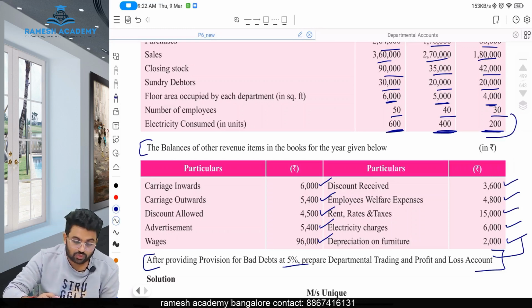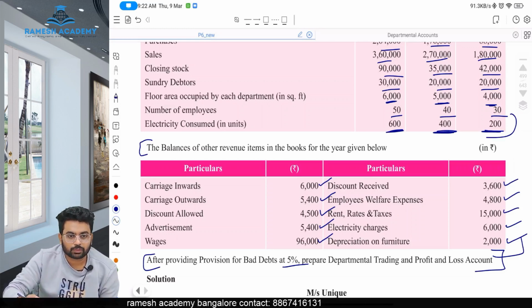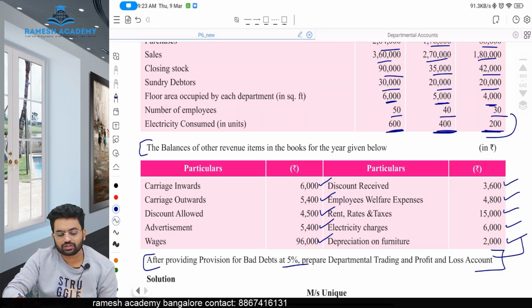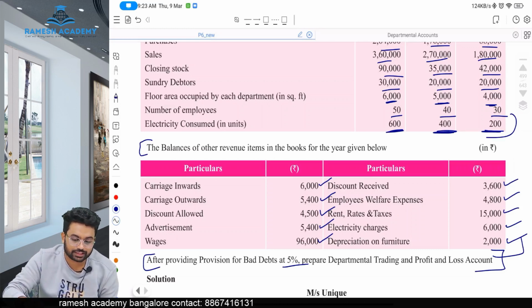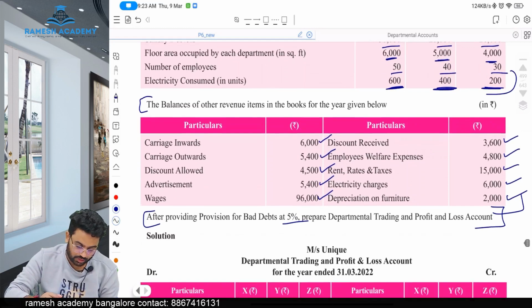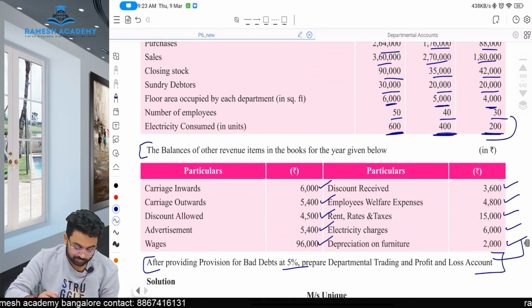Fine. So what we should do, sir? Simple. We have to prepare a trading account. We have to prepare a P&L account. That's it. We have to prepare a trading and P&L together. Okay, sir. Done.